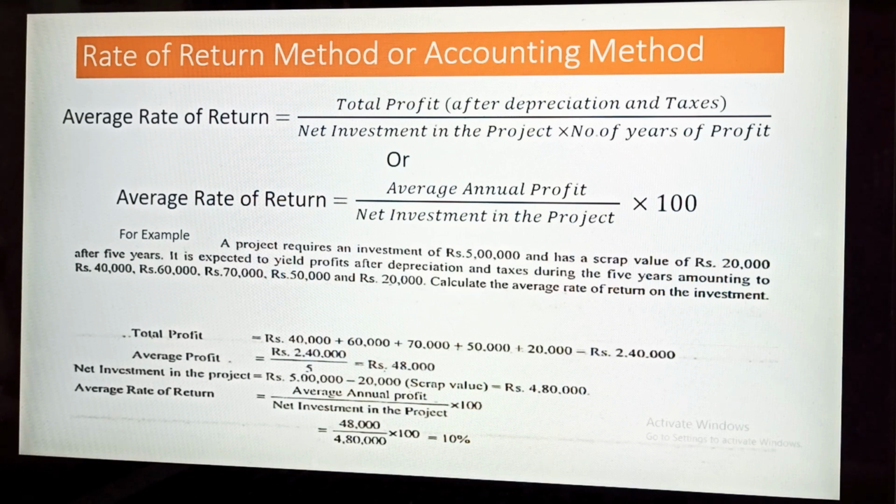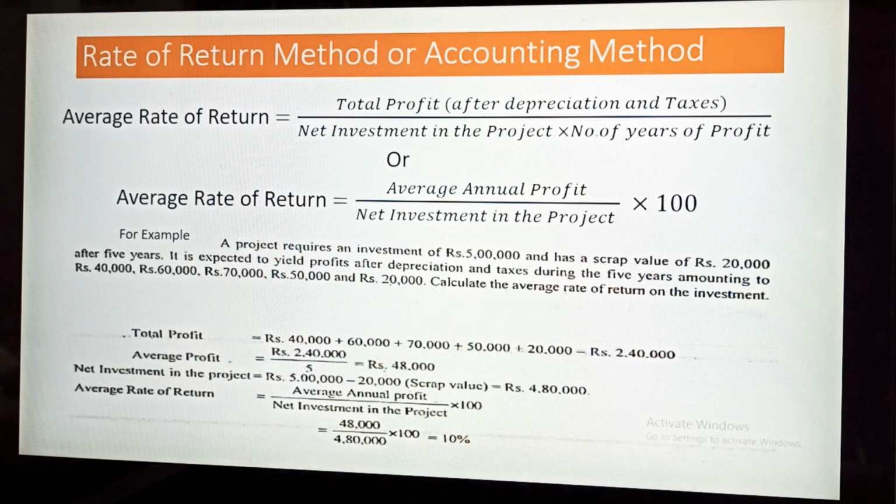So let's see, here I have one example. A project requires an investment of rupees 5 lakh and has a scrap value of rupees 20,000 after 5 years. It is expected to yield a profit after depreciation and taxes during the 5 years amounting to rupees 40,000, 60,000, 70,000, 50,000 and 20,000 respectively. Calculate the average rate of return on the investment.